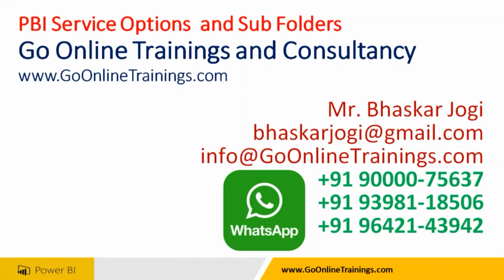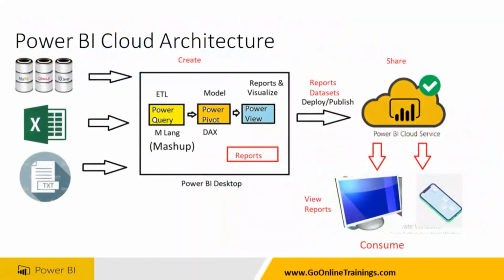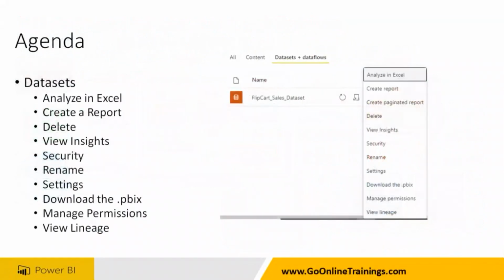Now, in the Power BI service, we have a couple of options to discuss. These are not very important, but let us see what options we have. Analyze in Excel, create a report, delete a report, view insights, security. If you want to rename, you should be able to rename and download the .pbix file, manage permissions, view lineage. A lot of things are available if you want to work with the data sets.